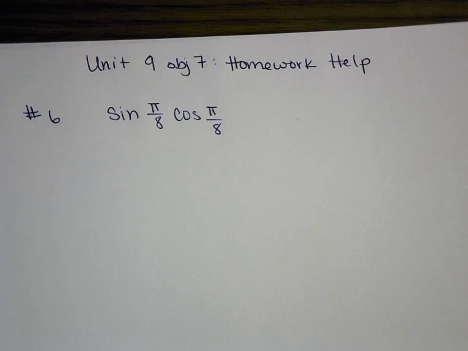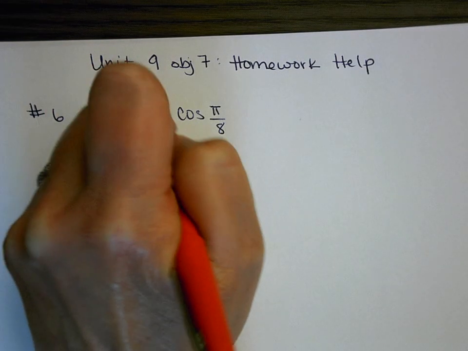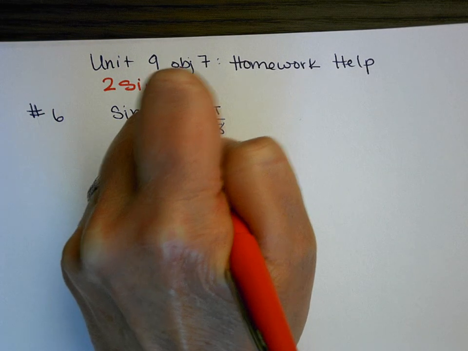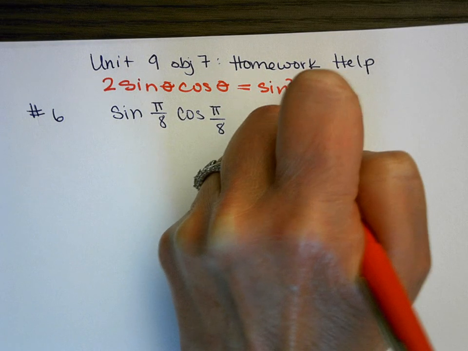Okay, this is the homework help video for Honors Math 3, Unit 9, Objective 7. So we are going to look at trying to simplify using identities. The identity that we're going to be working with is 2 sine theta cosine theta is equal to sine of 2 theta.